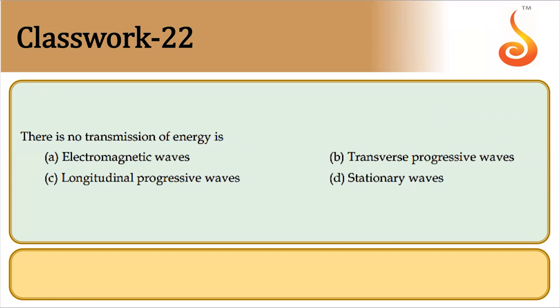There is no transmission of energy in: electromagnetic waves, transverse progressive waves, longitudinal progressive waves, or stationary waves. In electromagnetic waves there is transfer of energy. In transverse waves and longitudinal waves there is transfer of energy. Only in a stationary wave will there be no transfer of energy. That's why it is stationary. It doesn't carry energy in any direction. So it must be option D. Stationary means it is a standing wave, so it doesn't carry energy in any direction.